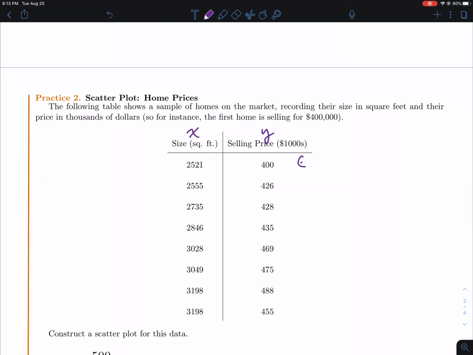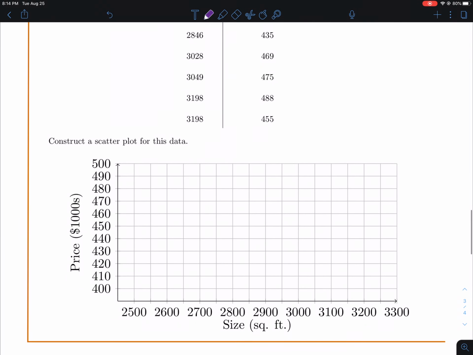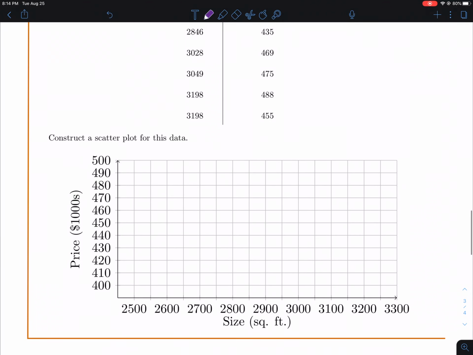Again, think of these as ordered pairs. So the first one's going to be 2521 comma 400. That means I'd go along the bottom to 2521, comma 400. So I'm going to go over about this far probably, and then I'm going to go up to 400, and that's going to be my first point.